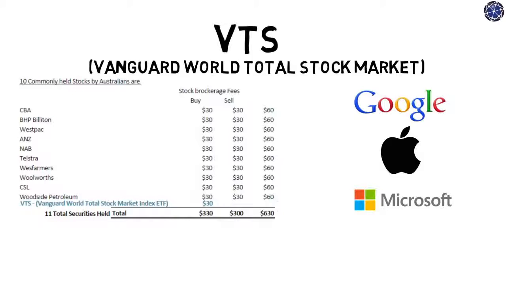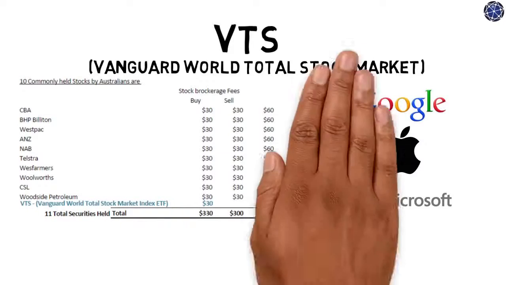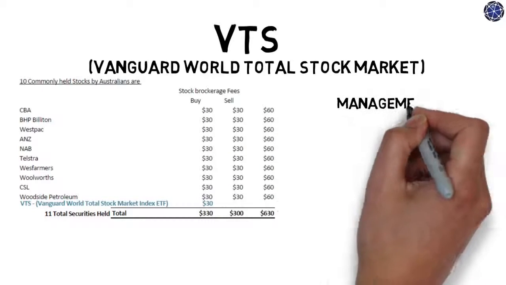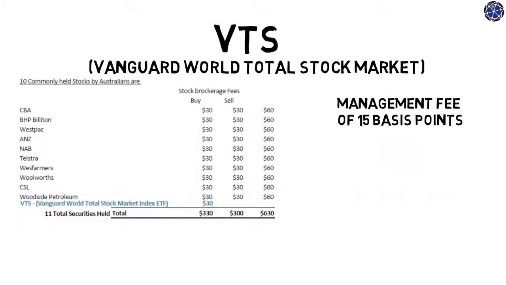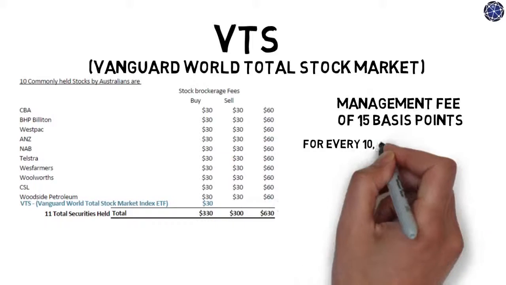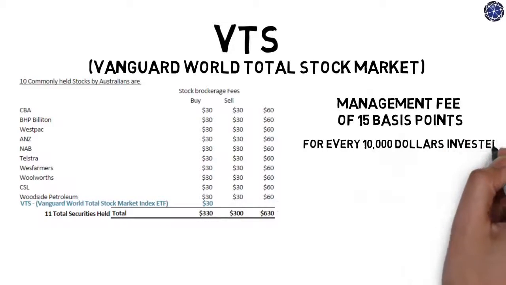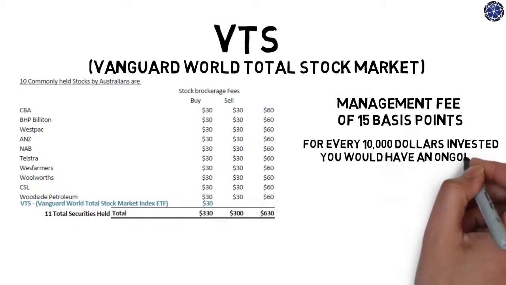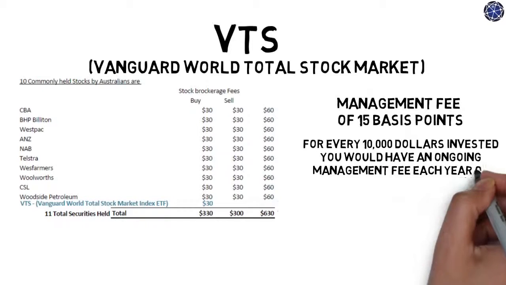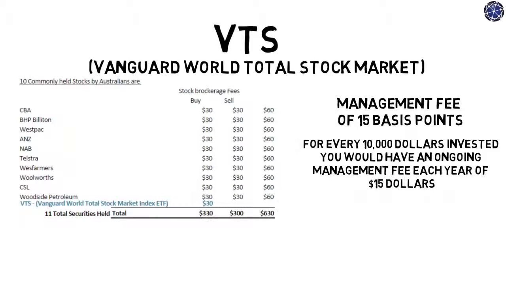The share brokerage fee upon purchase of VTS would be $30, with a management fee of 15 basis points, which means for every $10,000 invested, you would have an ongoing management fee each year of $15 to have all of those listed companies wrapped up and reported on.